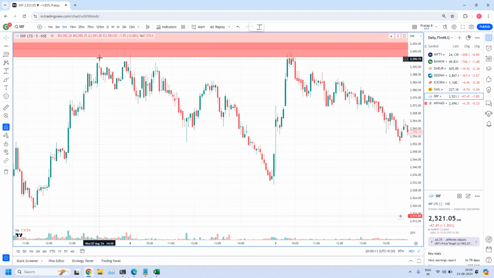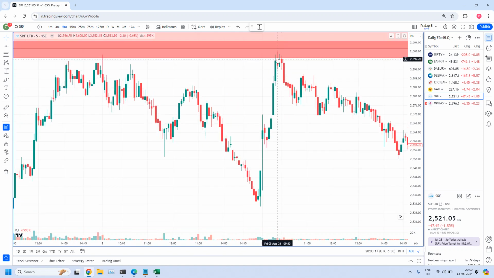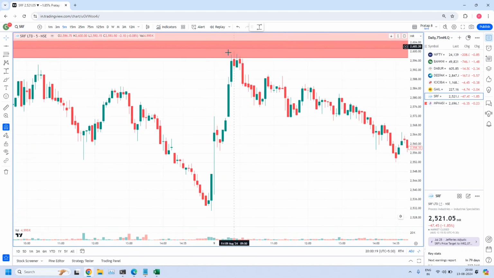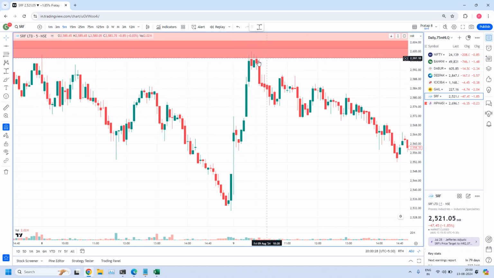See here, the price came very close to this. Again, this is tested, and again it is tested once again. This time when it is tested, rally base drop created. So this is the characteristic of a high liquidity zone. It again and again creates new zones within the same area.